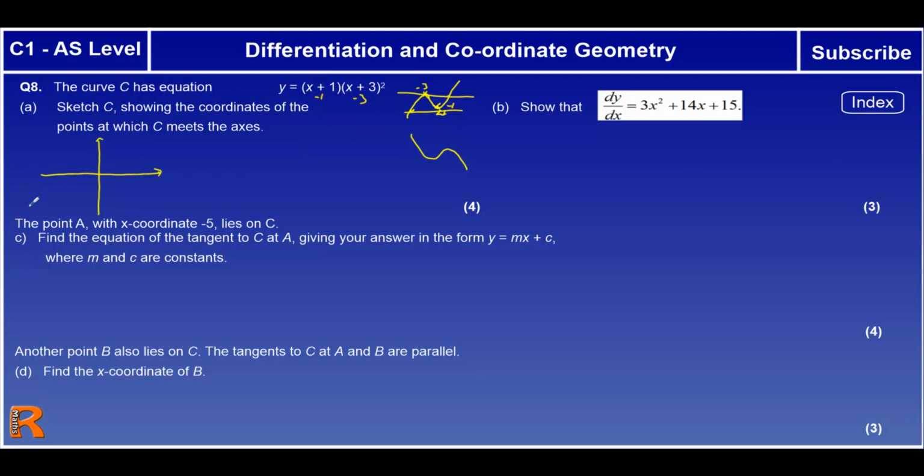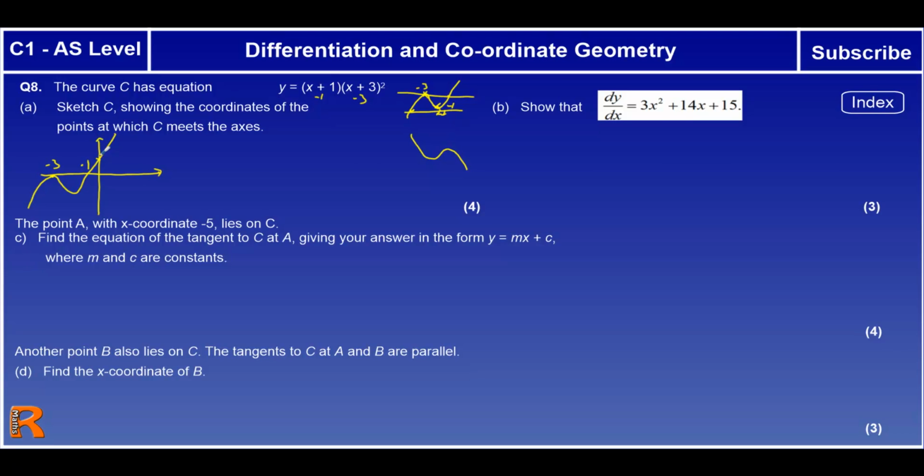We know it's at minus 3, so it's going to come up, touch the axis at minus 3, come down, and then go up through minus 1. So let's just make sure that's touching. That's minus 3, that's minus 1. Those are the 2 points where it touches the x-axis.